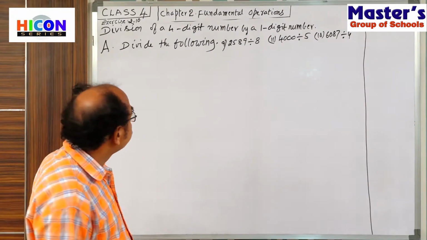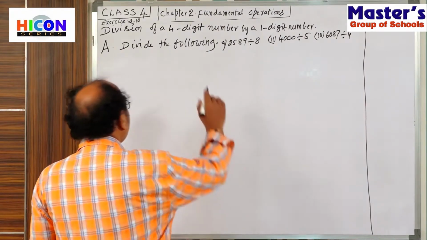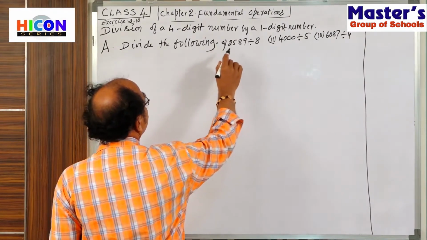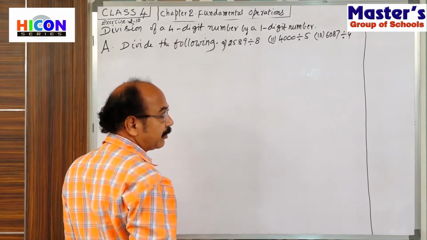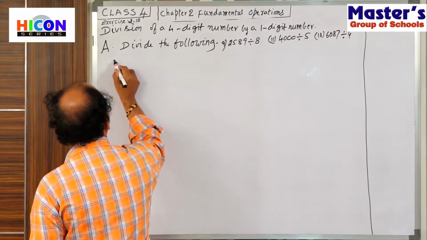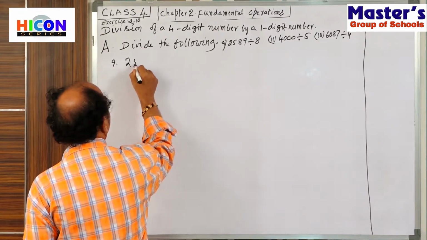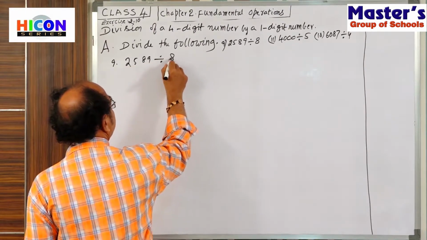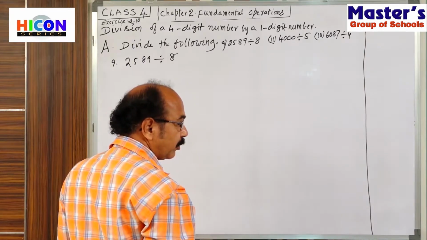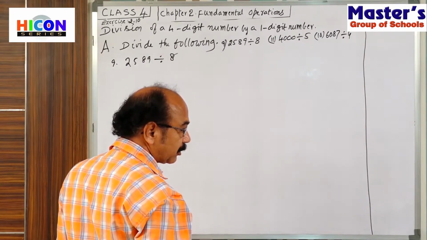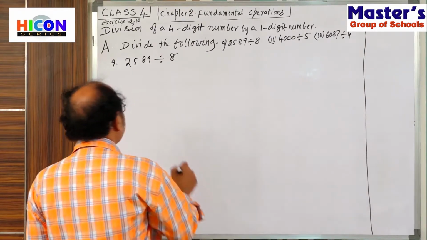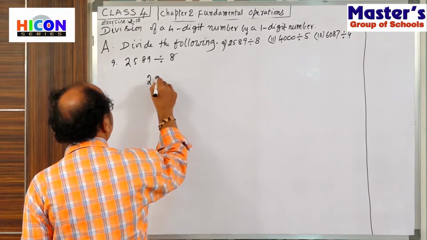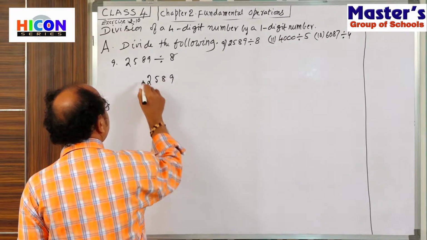Stepwise. First of all, the 9th question. Divide the following: 2589 divided by 8. This is the question. First of all, you show the actual division. You see, 2589 divided by 8.